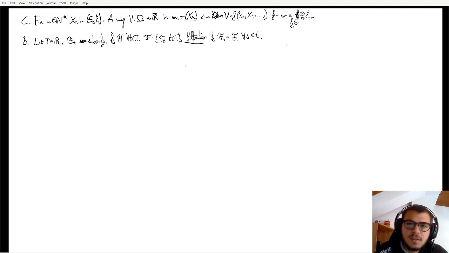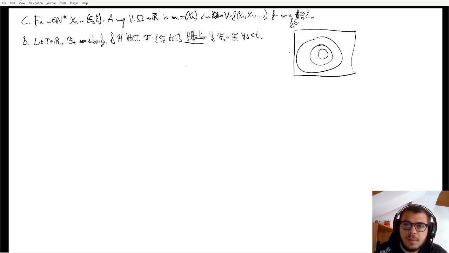Basically, a filtration is an increasing sequence or family of sigma algebras. So this is F1, F2, F3, and so on. Fs is contained in Ft for s less than t. This is s, this is t. s is smaller and its sigma algebra is contained in the one for t. Yeah, so this definition is correct.